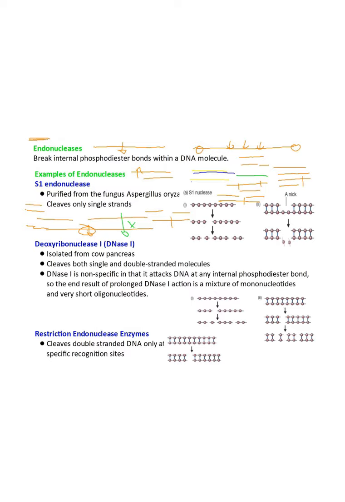So talking about endonucleases, which is the most important point. As you can see, a lot of pen marks are there, so this is all for your understanding. Let's talk about the function of endonucleases. Its function is to break internal phosphodiester bonds within a DNA molecule. It is very much similar to the exonucleases, but it breaks internal phosphodiester bonds within a DNA molecule, whereas exonucleases break nucleotides from the ends.